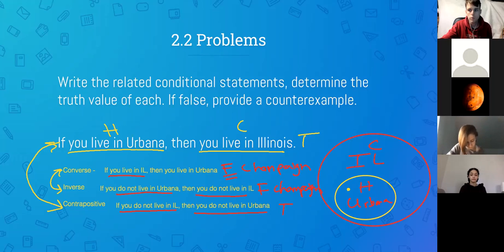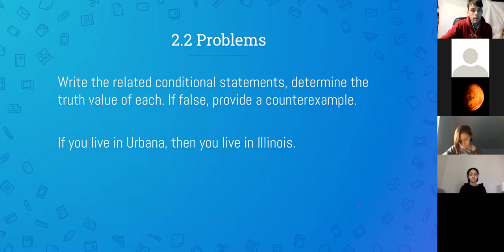We didn't go super far into truth values like we have in past years. So make sure you can write them. Make sure you can decide whether they're true or false. That's what I would say. All right.